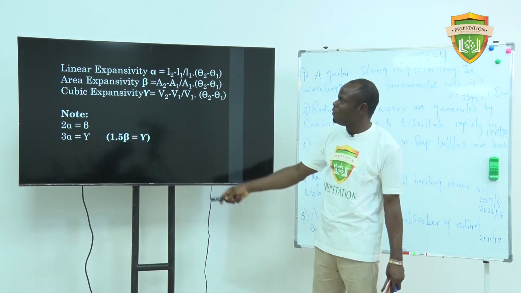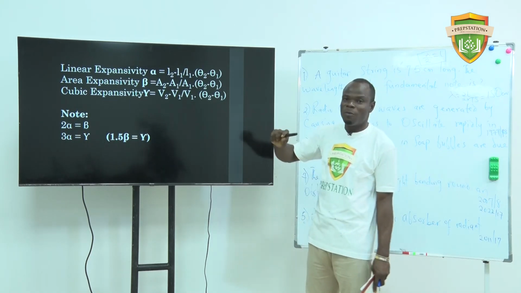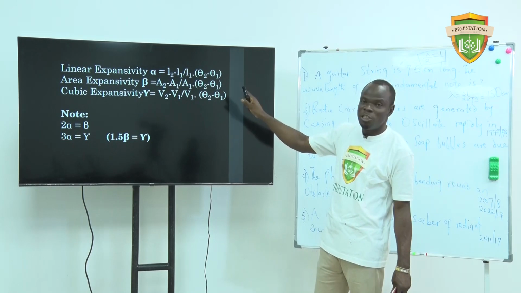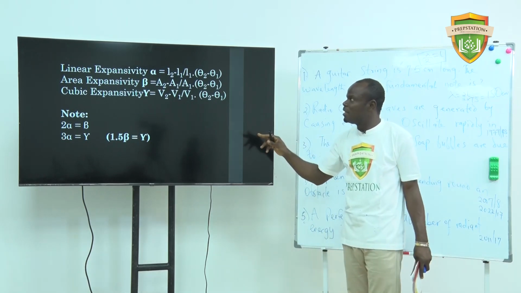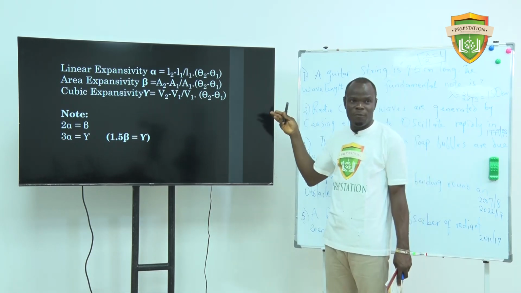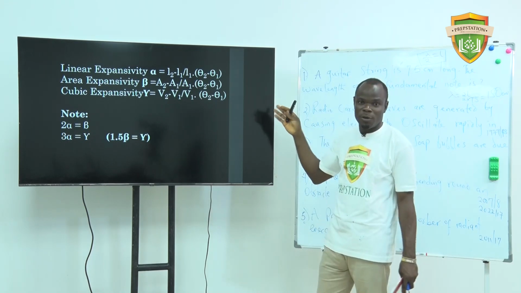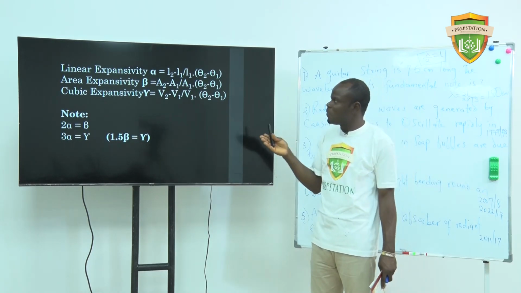These formulas on the board are very valid. Please let's take note of the first one. Linear expansivity is change in length all over the original length multiplied by the change in temperature, that is, the difference in the temperature.